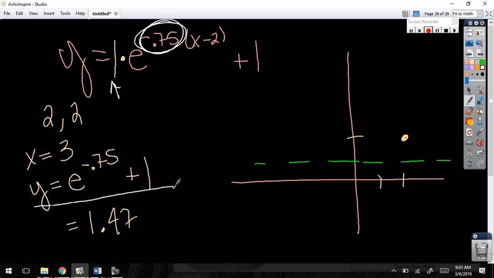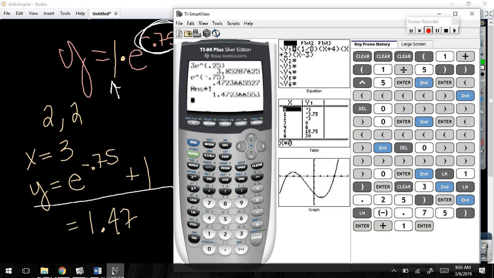If you flip it and make it 1 over, I just put it in the calculator like that. E to the negative 0.75. You could do 1 over e to the 0.75, but I just let the calculator do it for me.